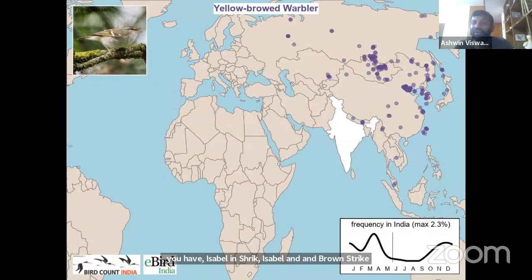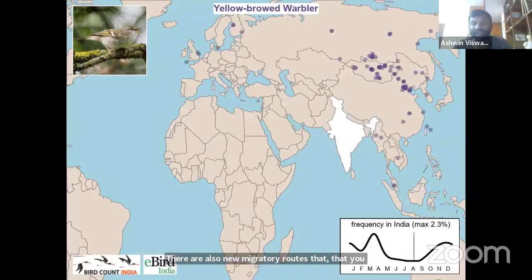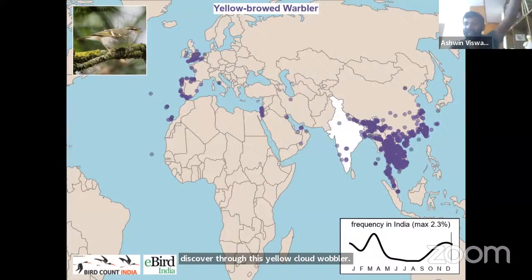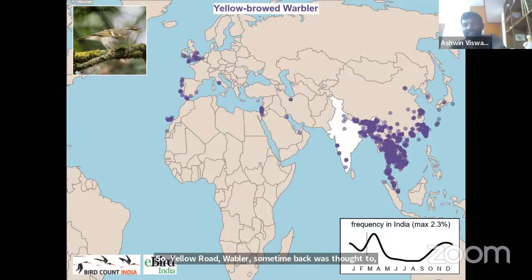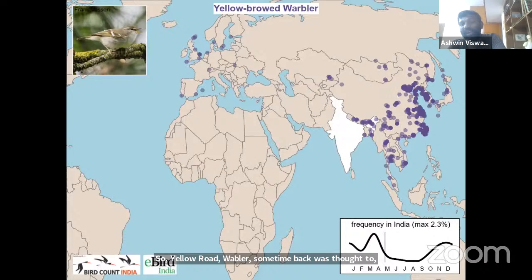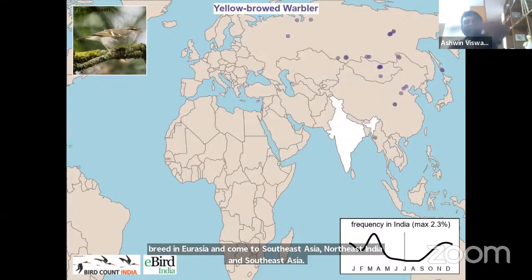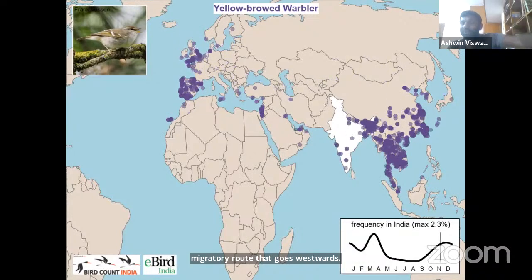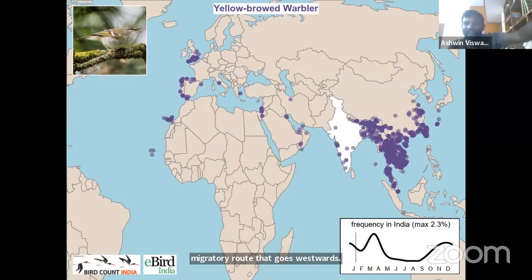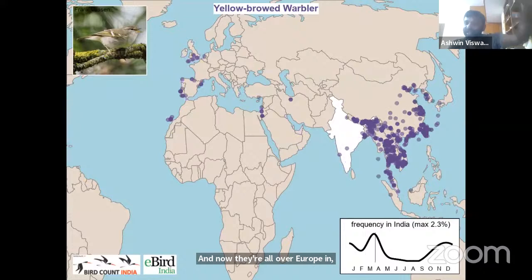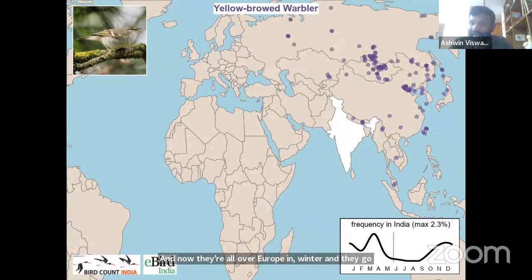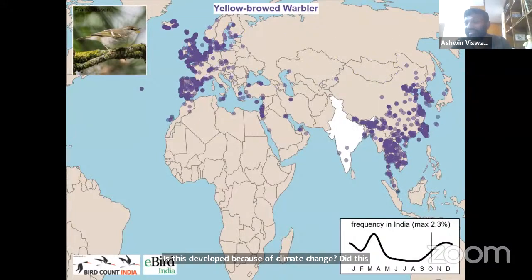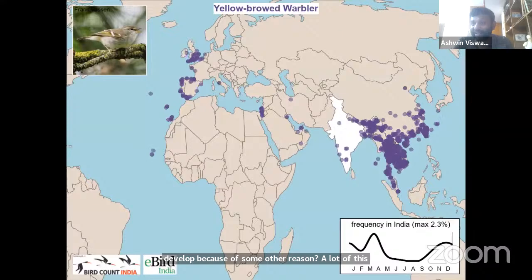There are also new migratory routes that you discover through this, yellow-browed warbler. Yellow-browed warbler sometime back was thought to breed in Eurasia and come to Southeast Asia, Northeast India and Southeast Asia. But over the last 10-15 years, there's been an entire new migratory route that goes westwards. And now they're all over Europe in winter and they go into West Africa also. So this is a new route. Did this develop because of climate change? Did this develop because of some other reason? A lot of this was discovered by bird watchers, these new routes developing.